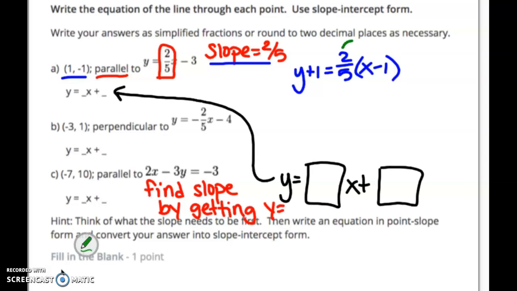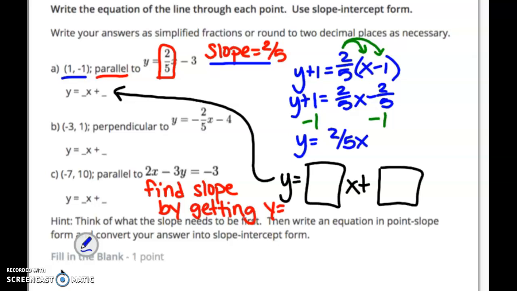So I'm going to first distribute this 2 fifths to what's inside of the parentheses. And then subtract 1 from both sides. Now there's actually 2 different ways you can write your answer. You can write it as a fraction, and that's fine, 2 fifths x minus 7 fifths, or you can write it as a decimal, all right? Both of those are fine.